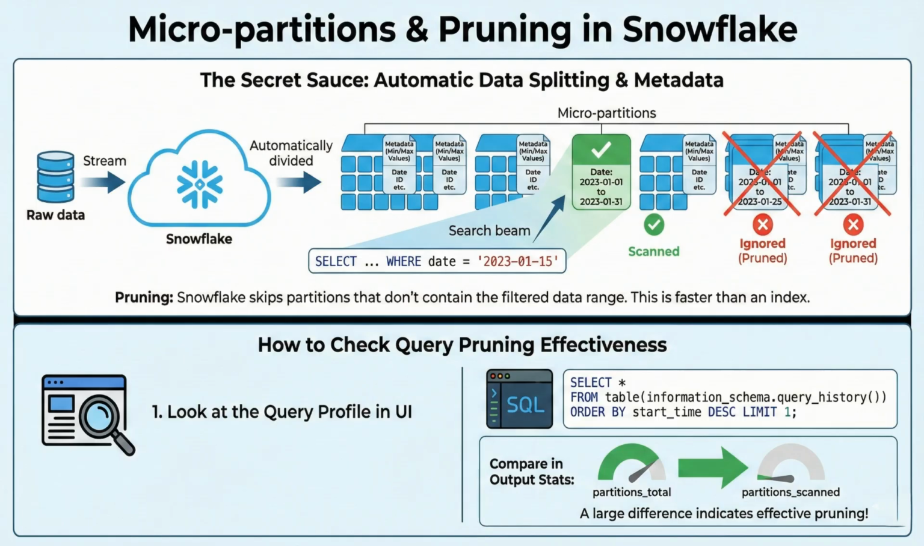At the bottom of the slide, we see how to check pruning effectiveness. By looking at the query profile in the UI, or by checking query history, we can compare partitions scanned versus total partitions. A large difference between these values indicates effective pruning and better performance.